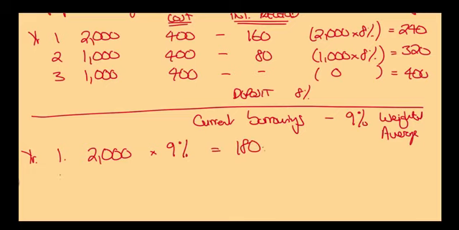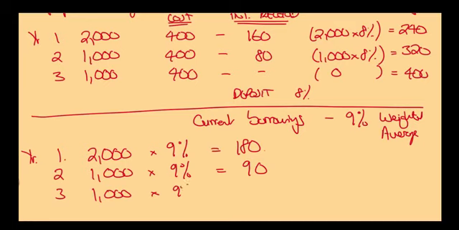180. In year two, I spend 1,000. So that is simply 9% of that, which is 90. In year three, I spend 1,000 on my 9%, 90. And they're the figures, not these figures up here. These figures down here, when I use current borrowings, they would get added to the cost. Okay, so that's pretty much it.